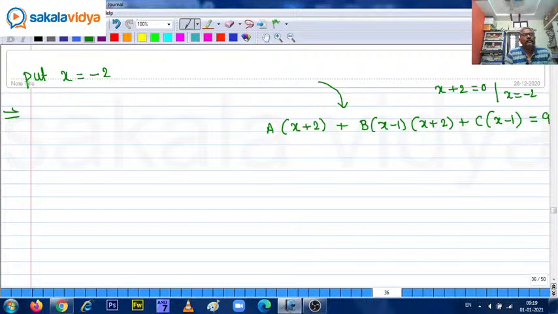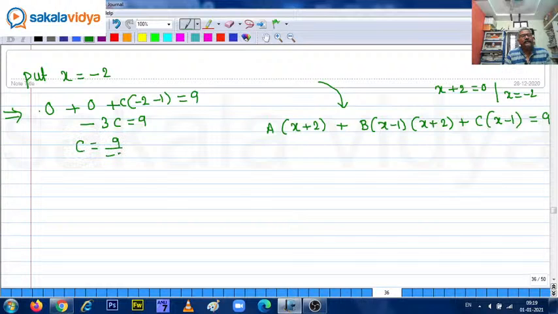Now what do you get? X plus 2 becomes 0. So 0 plus 0 plus c times minus 2 minus 1 equals 9. This is minus 3c equals 9. C equals 9 upon minus 3. So the c value equals minus 3.